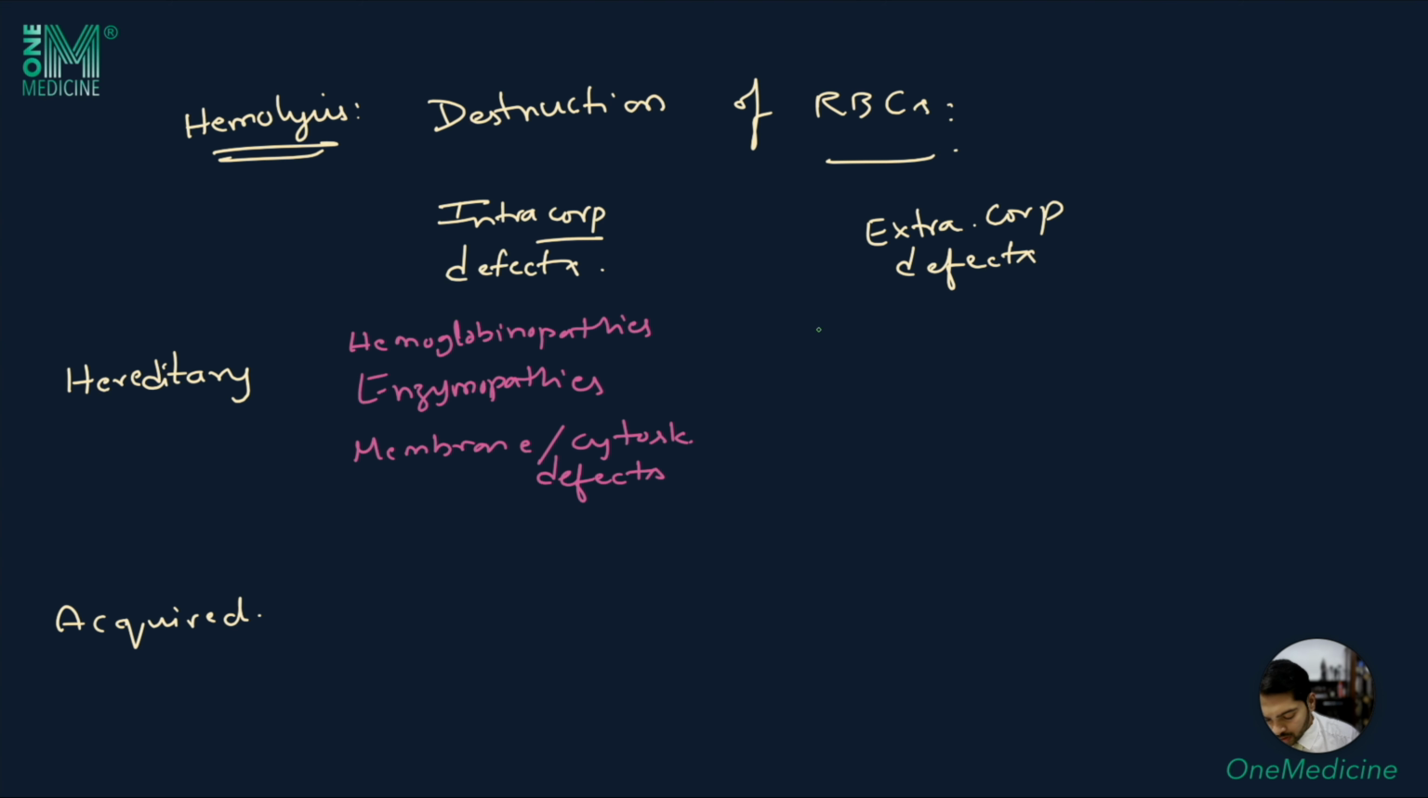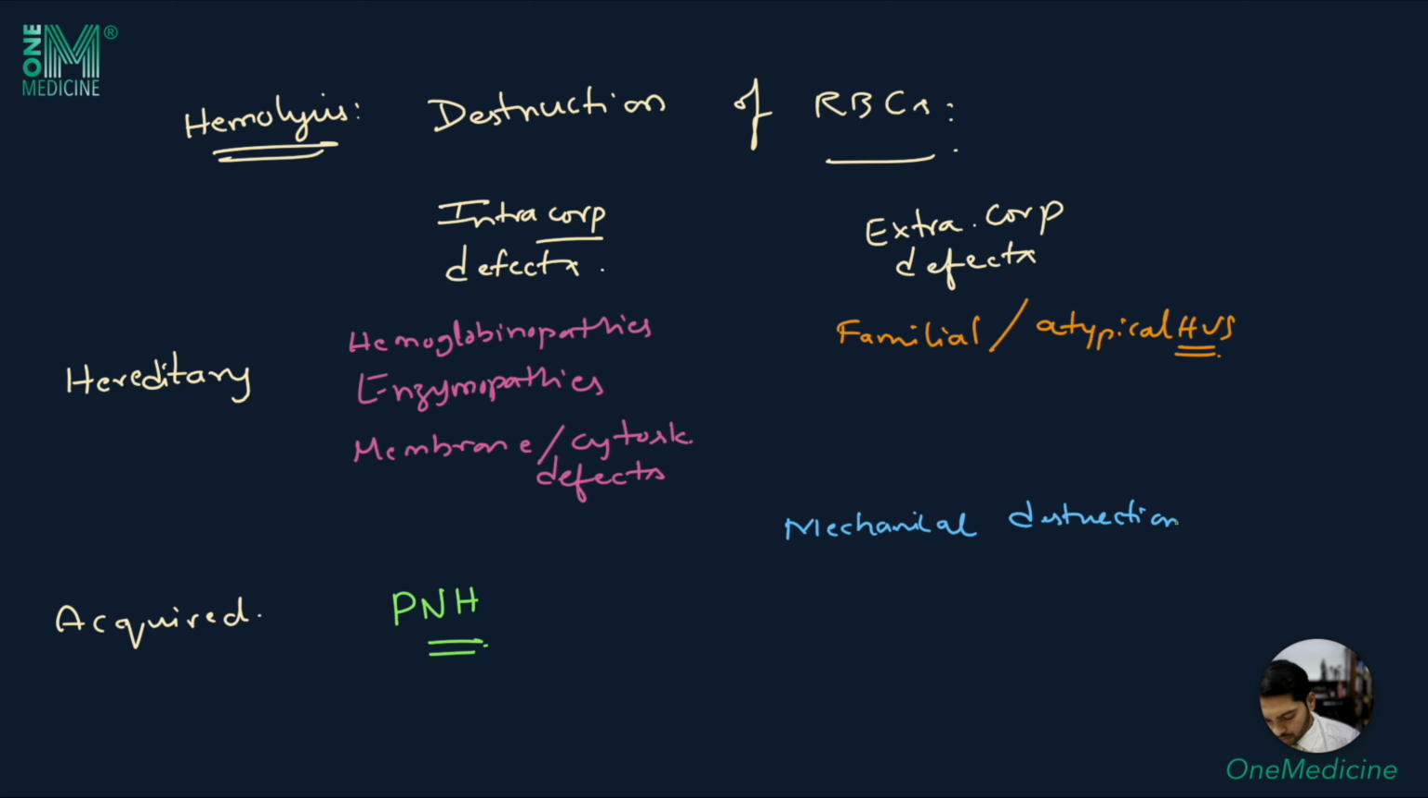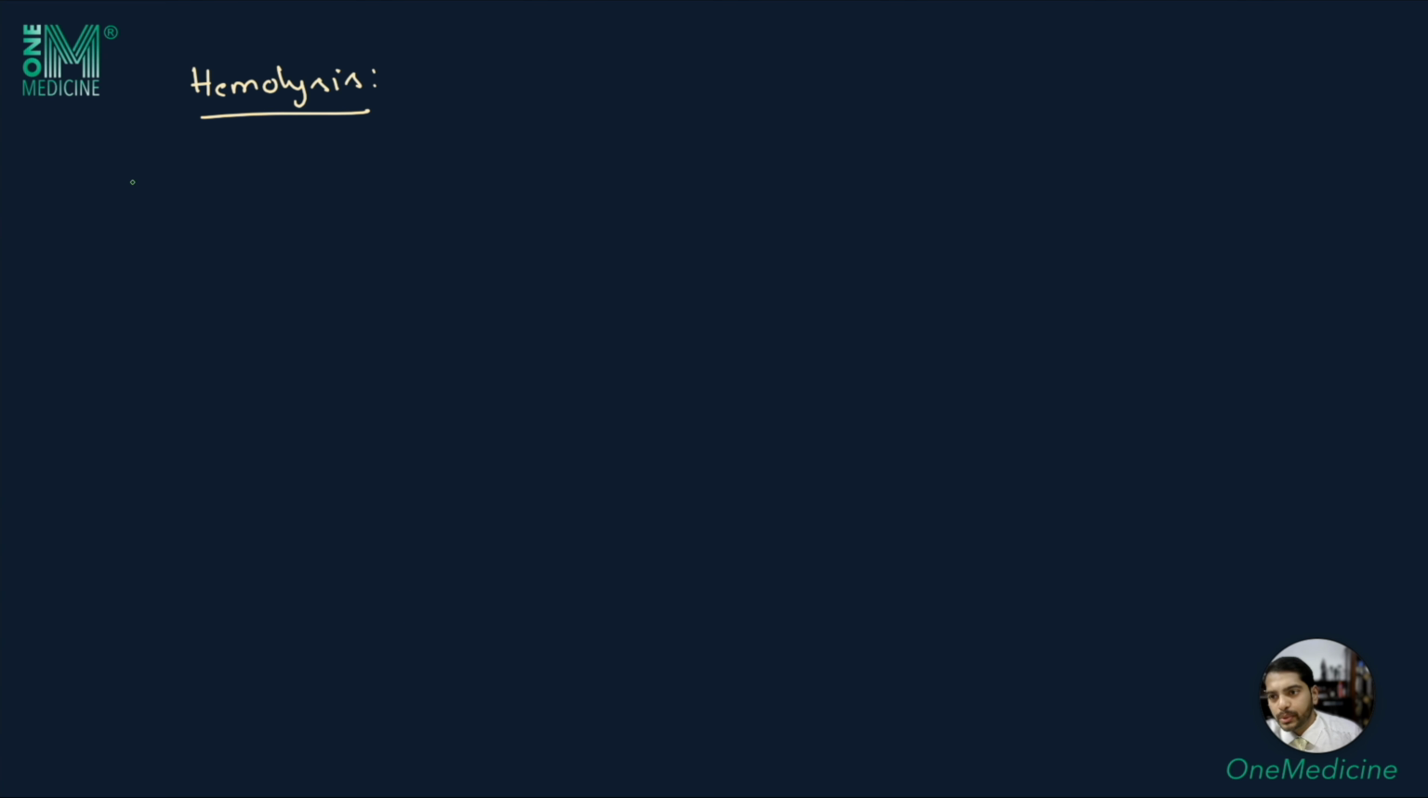Examples of extracorpuscular hereditary causes include familial or atypical HUS, or hemolytic uremic syndrome. Examples of acquired intracorpuscular defects include paroxysmal nocturnal hemoglobinuria, and examples of extracorpuscular acquired defects include mechanical destruction, which is usually seen in microangiopathic hemolytic anemias, or toxic agents, certain drugs, infections, and autoimmune causes. So let's look at some of these in greater detail.